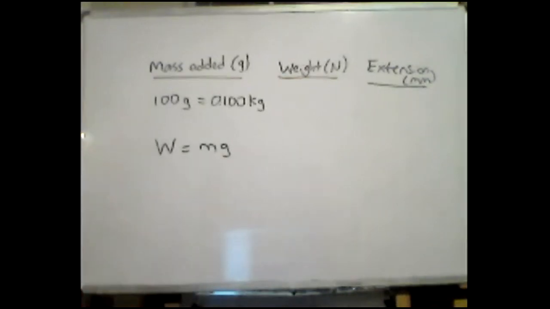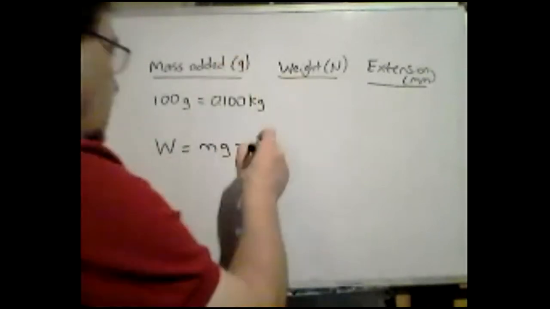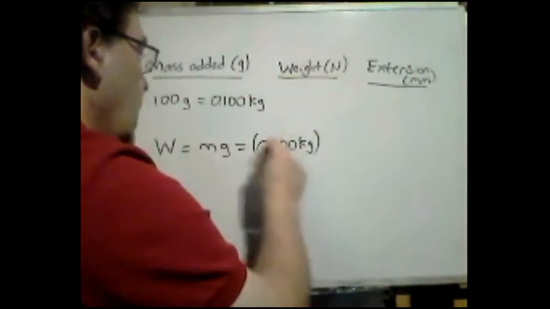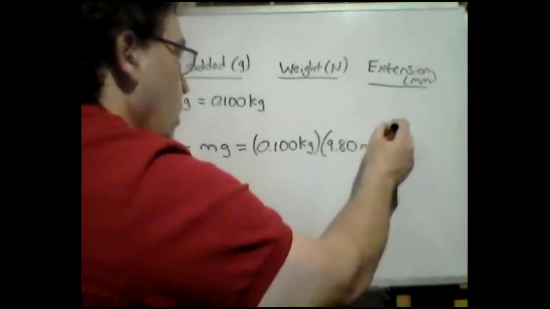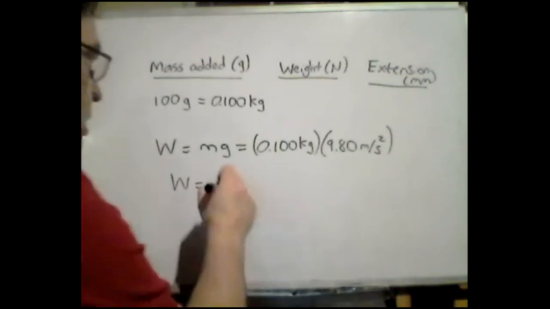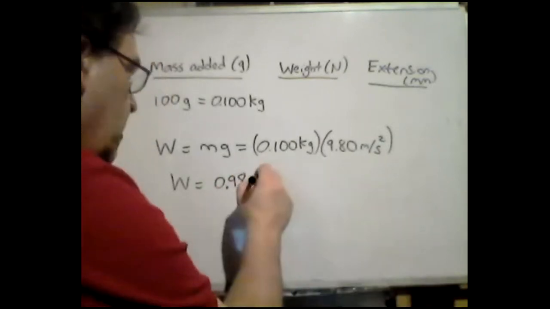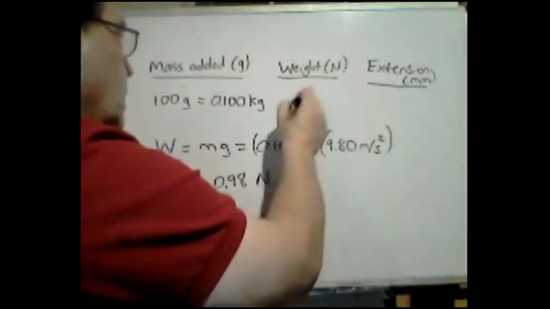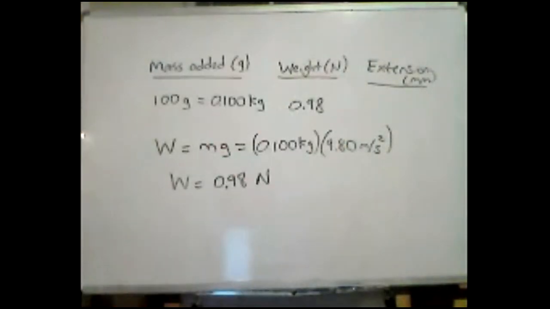So we're on the Earth, and we want to calculate the weight of this object. Again, 0.100 kilograms, and we take gravity on the Earth to be 9.80 meters per second squared. You just move decimal places, and the weight is going to be 0.98 newtons. So what do you put in the second part? You just put 0.98, because it's already telling you that it's in newtons.